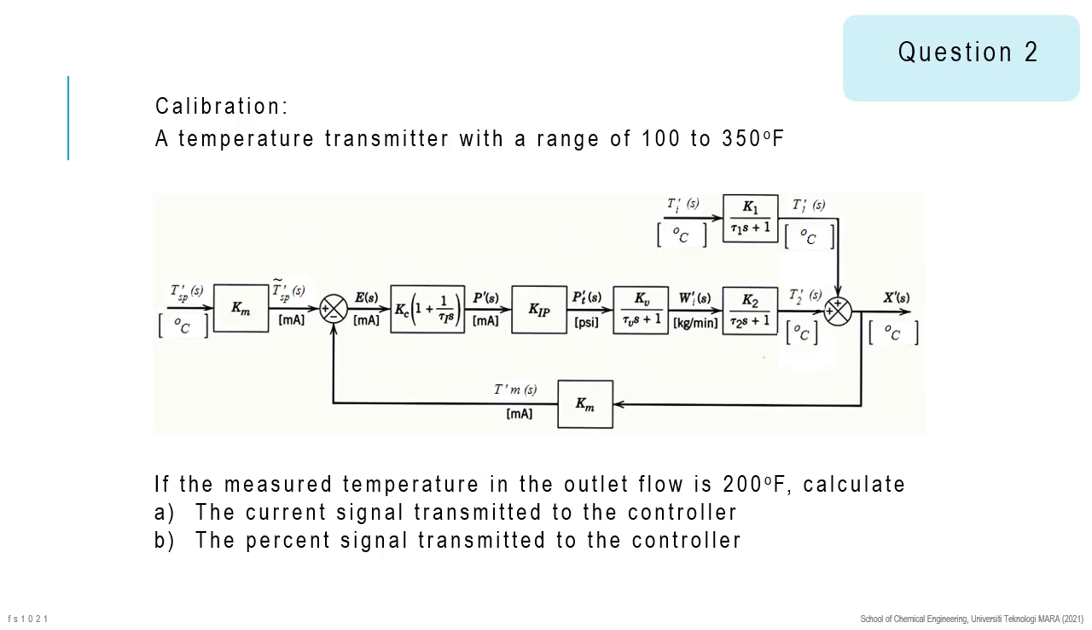Now, we will try to solve question number 2. A temperature transmitter has a range of 100 to 350 degrees Fahrenheit. If the measured temperature in the outlet flow is 200 degrees Fahrenheit, calculate A, the current signal transmitted to the controller, and B, the percent signal transmitted to the controller.